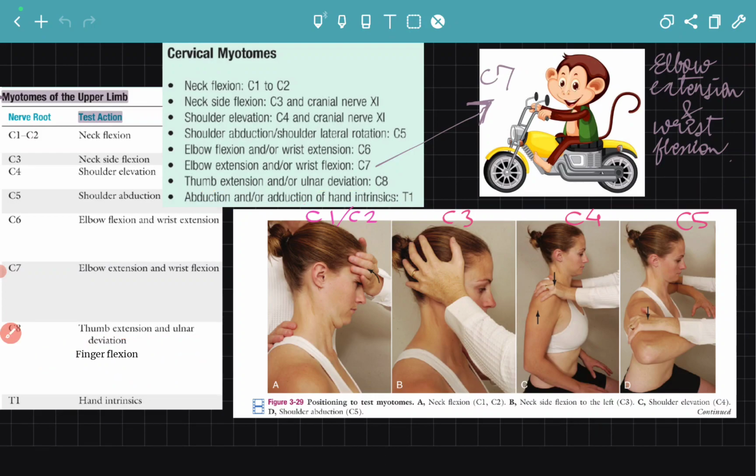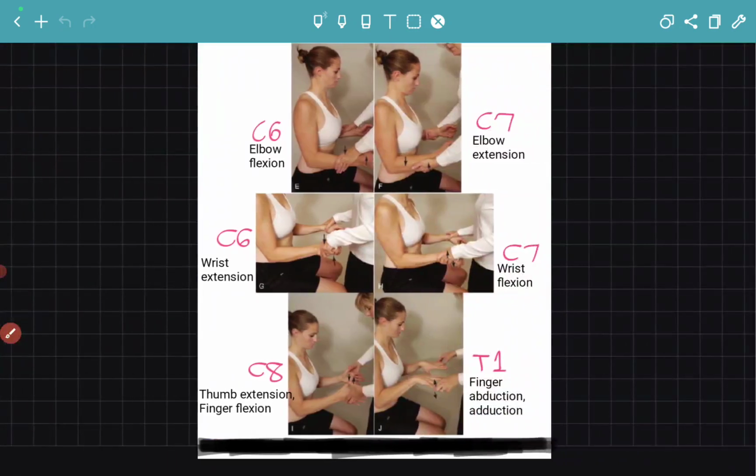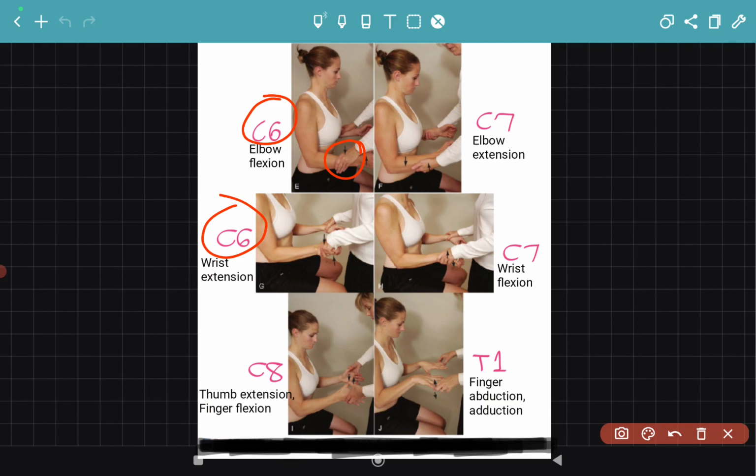So here we saw till C5: neck flexion C1, C2, then neck side flexion C3, shoulder elevation C4, shoulder abduction C5. Continuing with C6, how to test or resist the movement. For C6, we can see those two: elbow flexion is being resisted here and wrist extension is being resisted here.